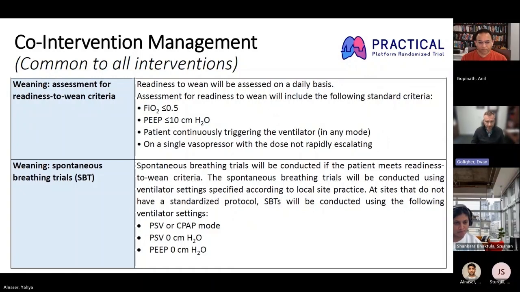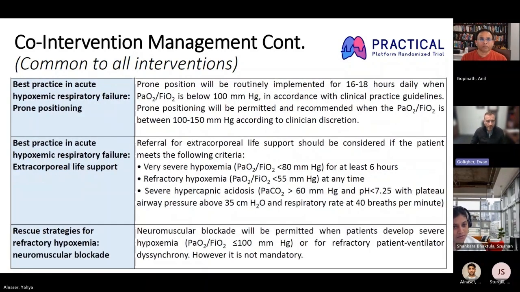If you don't have a standardized protocol, then we suggest using a pressure support of 0 and a PEEP of 0 to conduct the protocol, just so that it's standardized in the trial. But if you have a standard protocol at your site, then that's fine too. Prone positioning is required if the PF is below 100, and permitted and recommended if the PF is between 100 to 150, with room for clinician discretion.